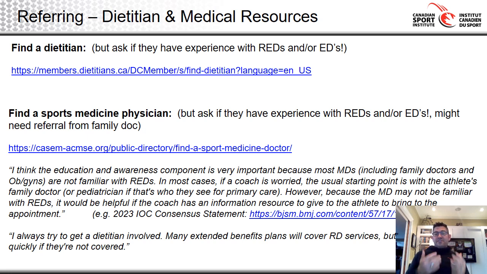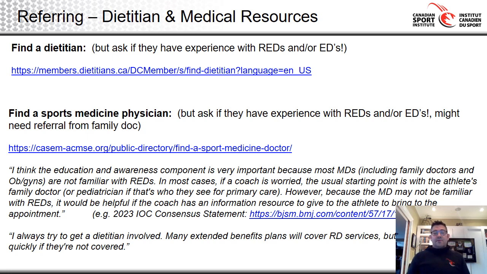I asked a couple of physicians about their advice in this area, and here's a quote from one physician that I think is really great. I think the education and awareness component is very important because most MDs, including family doctors and many OB/GYNs, are not familiar with RED-S. In most cases, if a coach is worried about this, the usual starting point is with the athlete's family doctor or a pediatrician. However, because not all MDs may be familiar with RED-S, it would be helpful if the coach or parent has an information resource to give to the athlete to bring to the appointment.